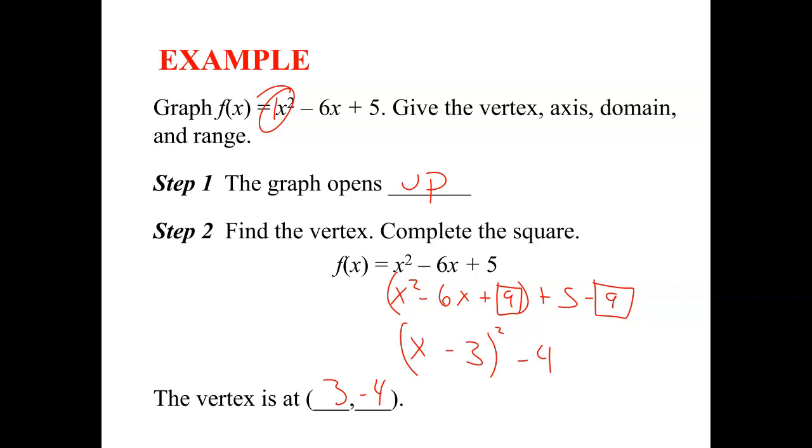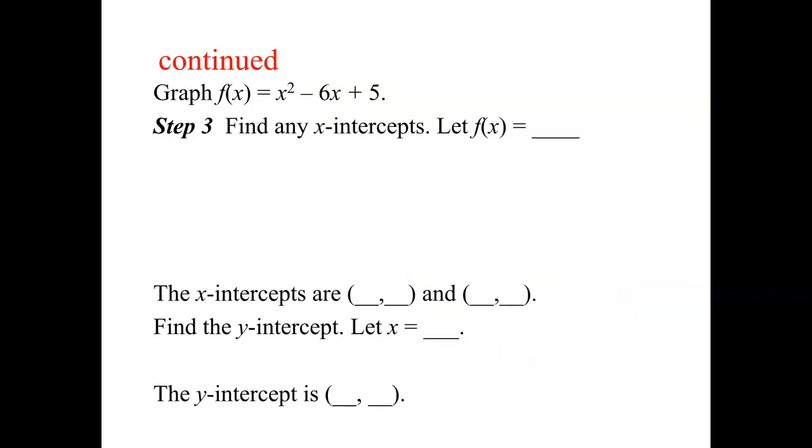Alright. Next we need to find the intercepts. So it opens up, we've got a vertex at 3, -4. Now we need to find the intercepts. Again, I've got it in vertex form already, so I can use either one to find the x-intercepts. What do I have to do? What does f of x have to equal in order to find the x-intercepts? 0. So we're going to set it equal to 0.